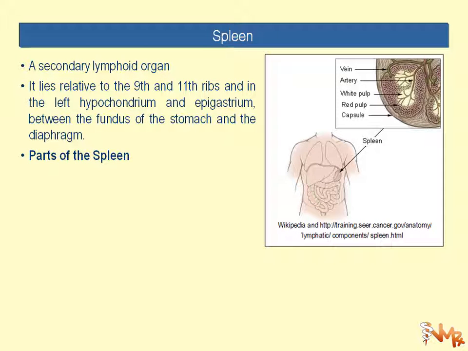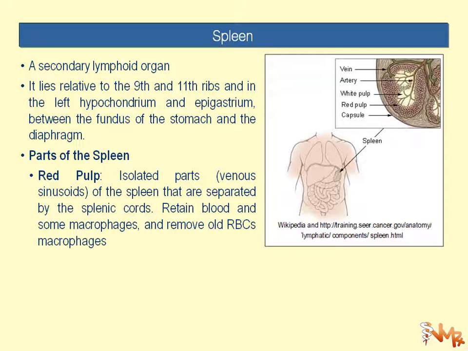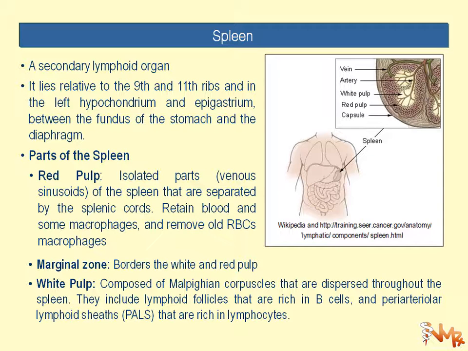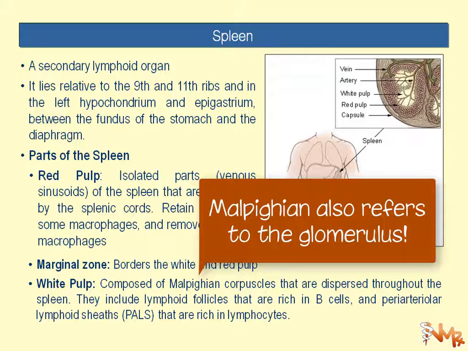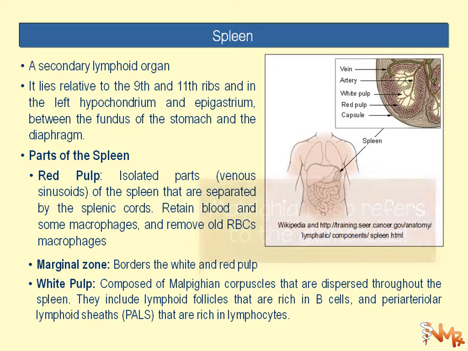What are the parts of the spleen? Red pulp. These are isolated parts or venous sinusoids of the spleen that are separated by splenic cords. They retain blood and some macrophages and remove old red blood cells. Marginal zone borders the white and red pulp. White pulp is composed of Malpighian corpuscles that are dispersed throughout the spleen. They include lymphoid follicles that are rich in B cells and periarteriolar lymphoid sheaths, or PALS, that are rich in T lymphocytes.